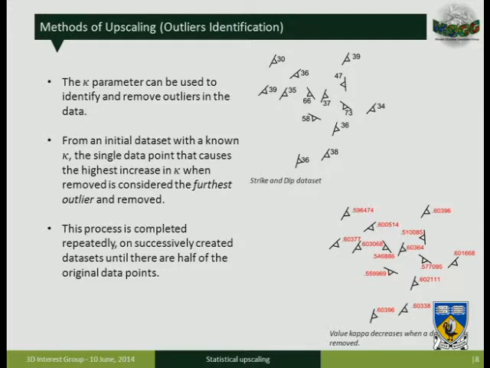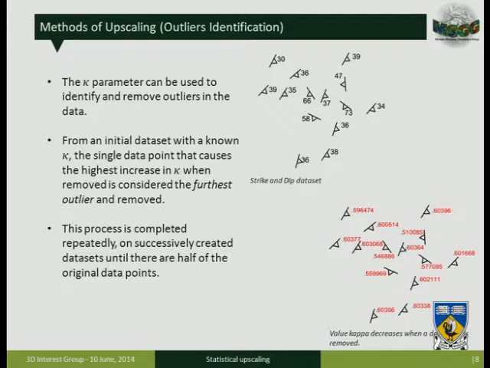from the data. So we take an initial data set, say this one, where we've got a whole bunch of different strike and dip measurements, and we figure out what happens to the kappa parameter as we take each of these individually away. In the first experiment, we just take this single value away and see what happens to the kappa parameter. Then we take this value away, and see what happens to the kappa parameter. And whichever value changes the kappa parameter the most, in this case it's this one here, we consider the furthest outlier, and we can remove that from our data.